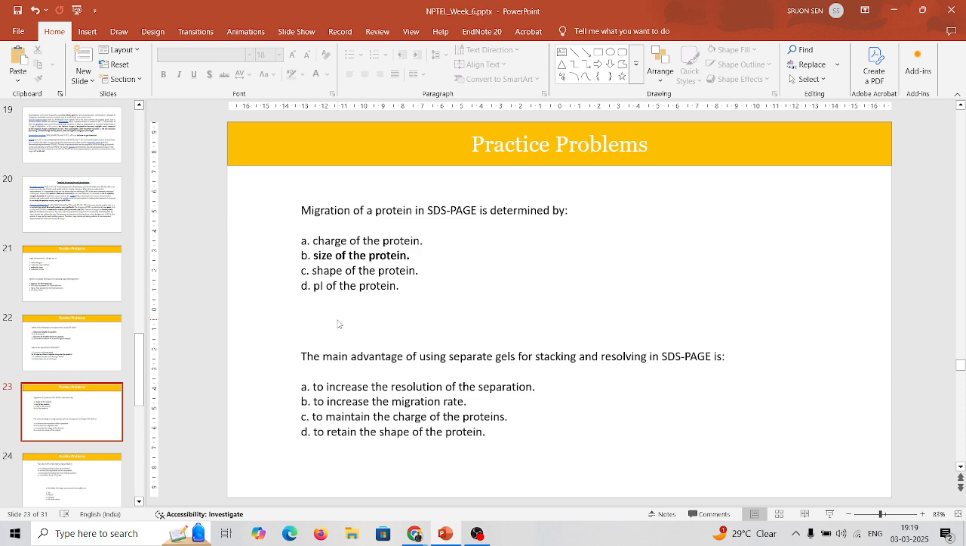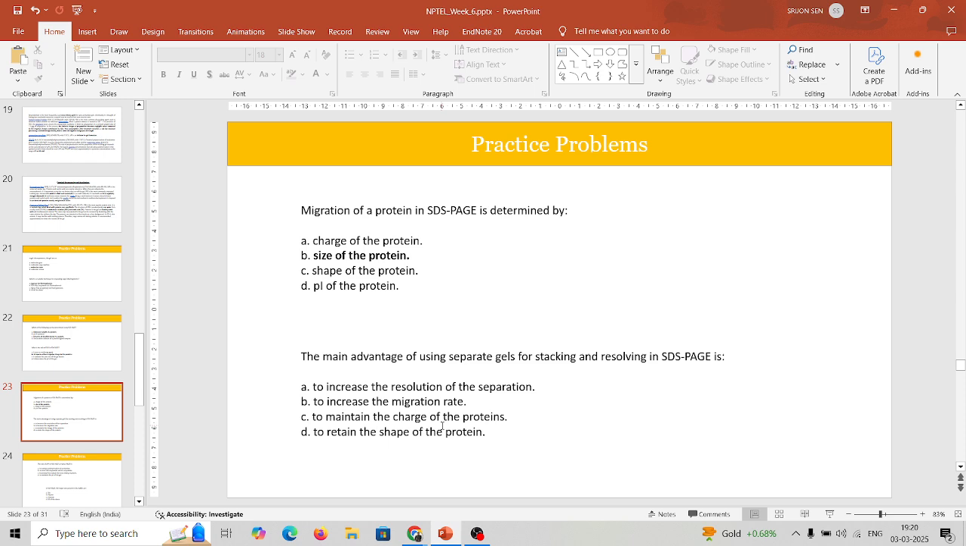No? No answer? Okay, so let's see from the last. To retain the shape of the protein, that's definitely not true because you're running an SDS page. To maintain the charge of the protein, that's also not true because you're running it in an SDS page. So you cannot retain the shape. You cannot even maintain the charge because it's already maintained. You're having a uniform negative charge over here.